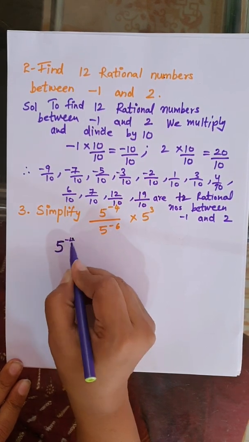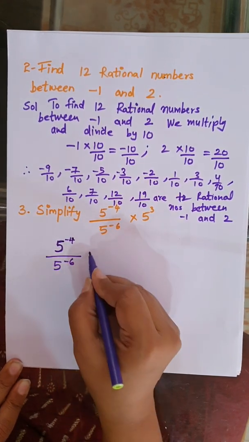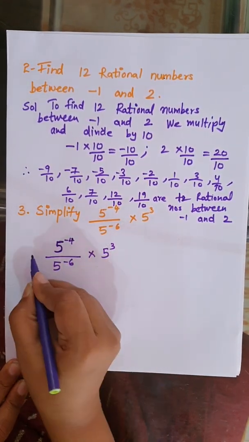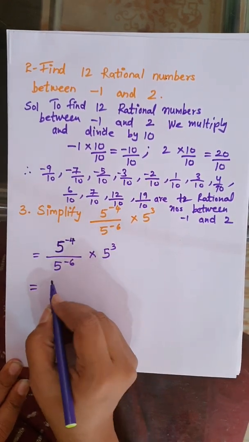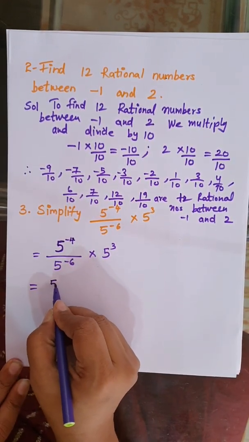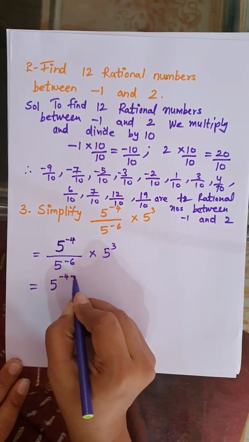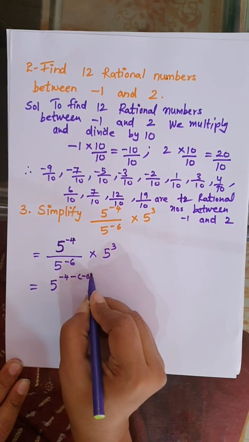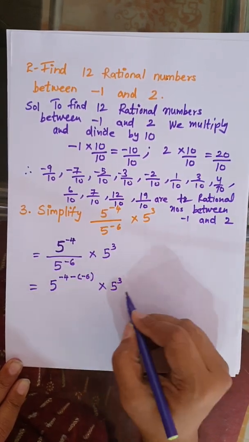5 to the power of minus 4 by 5 to the power of minus 6 into 5 to the power of 3. This is the question. So if bases are same, in division the powers get subtracted. So minus 4 minus minus 6. Okay. This is into 5 to the power of 3.